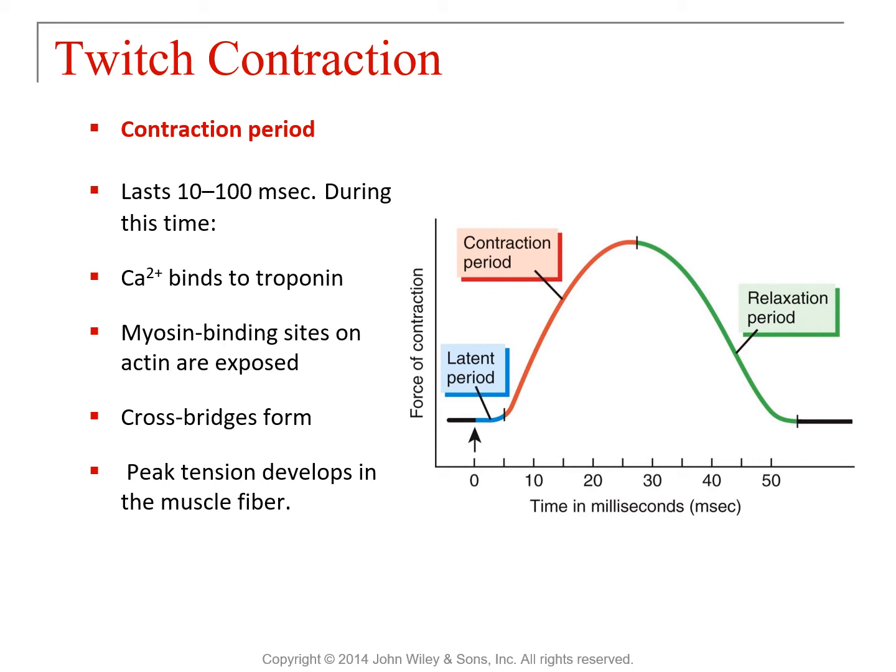Now calcium is going to bind to troponin. This is going to change the shape of troponin and move tropomyosin. The myosin binding sites on actin are exposed. This is going to allow for cross bridges to form, and at this point, you're going to get peak tension in the muscle fiber. If you look at the graph to the right, you can see that the contraction period starts with the force of contraction at just about 0, and it goes to its highest point during this period.